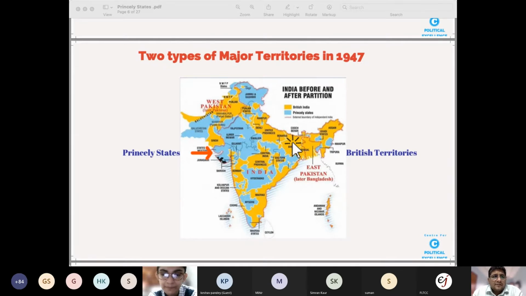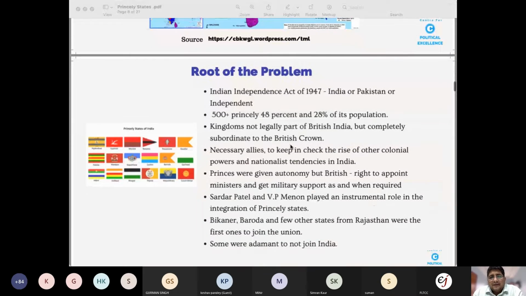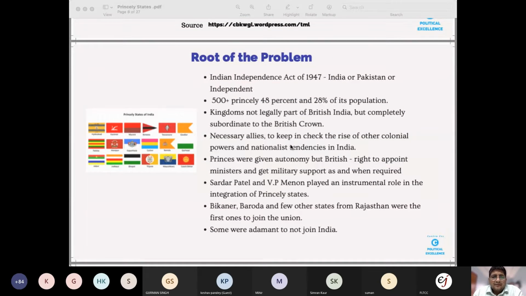Now, there were many factors which came into play while we got independence. But the most important factor that created a problem was the 1947 Independence Act. According to this act, these princely states were free either to join the dominion of India, or to join the dominion of Pakistan. On the Indian side, Sardar Vallabhbhai Patel and the Secretary of the Ministry of Home Affairs, VP Menon, played an instrumental role in convincing the princes of these princely states to join India.